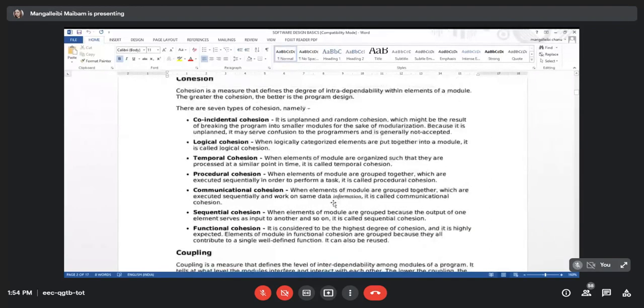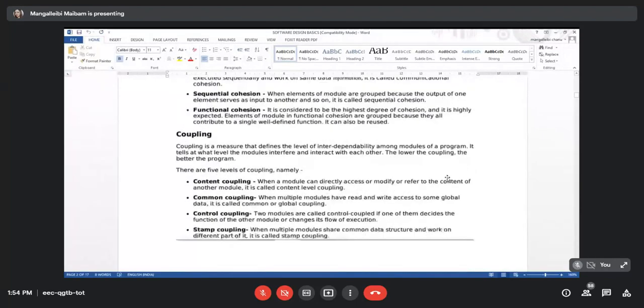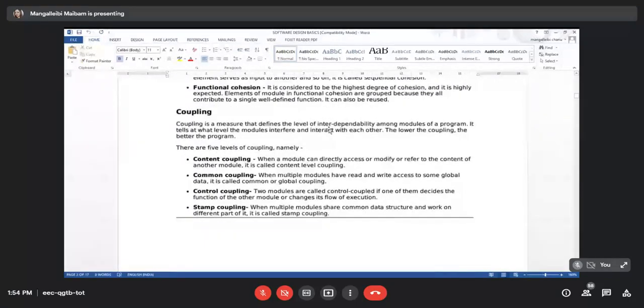So once again, in cohesion, what do we need to check? Interdependability within elements of a module. While in coupling, we are going to check interdependability among modules of a program.